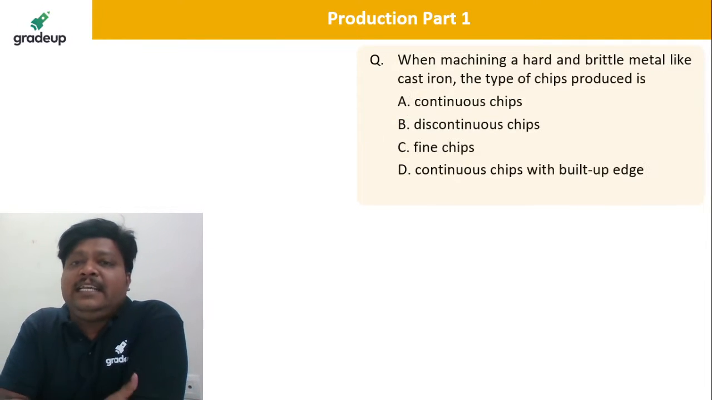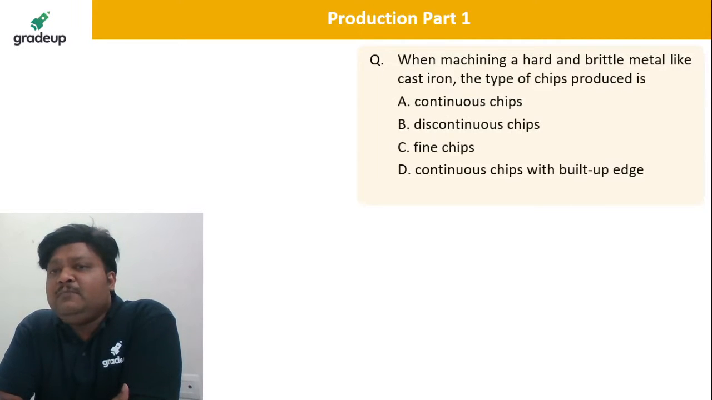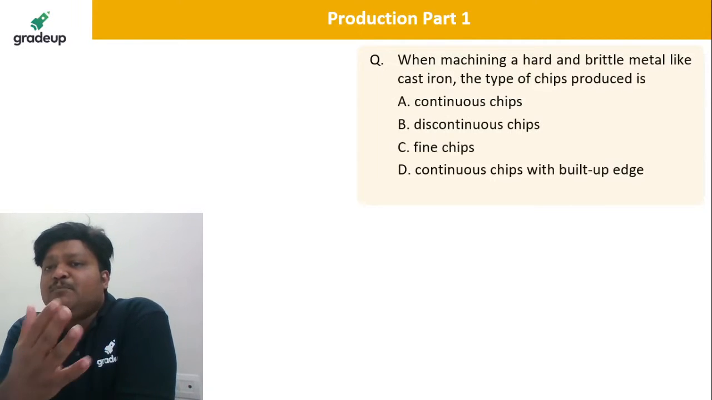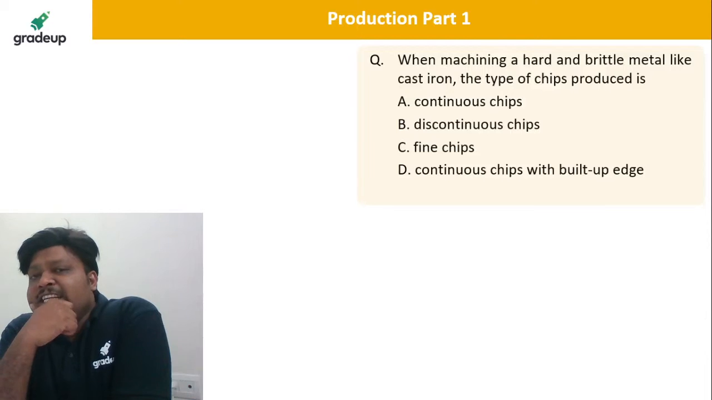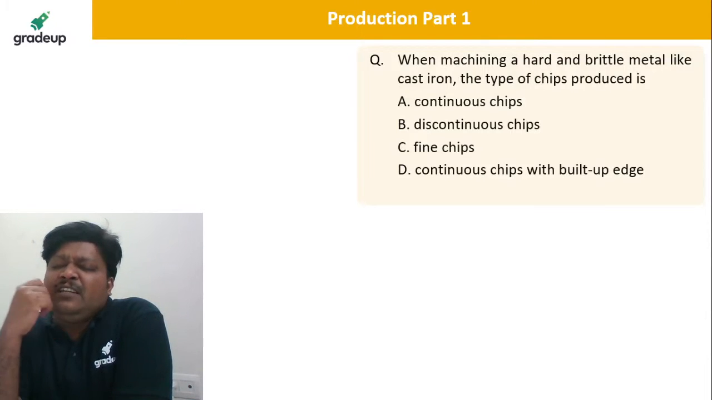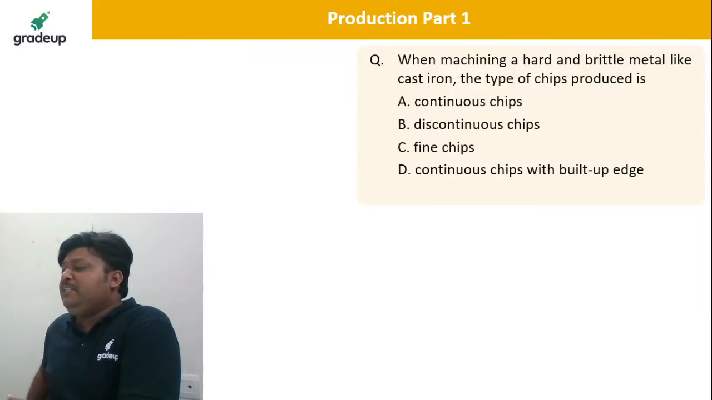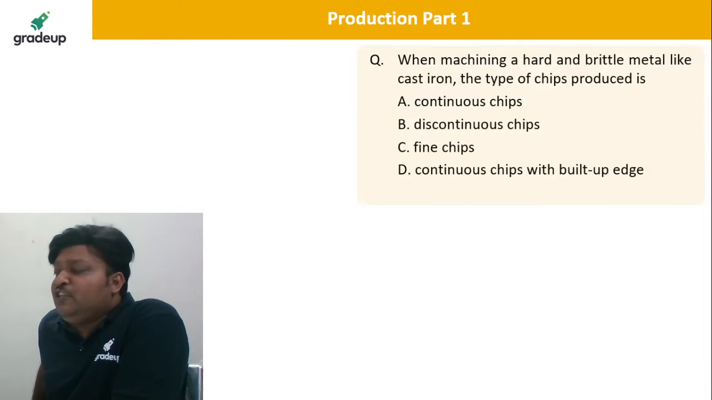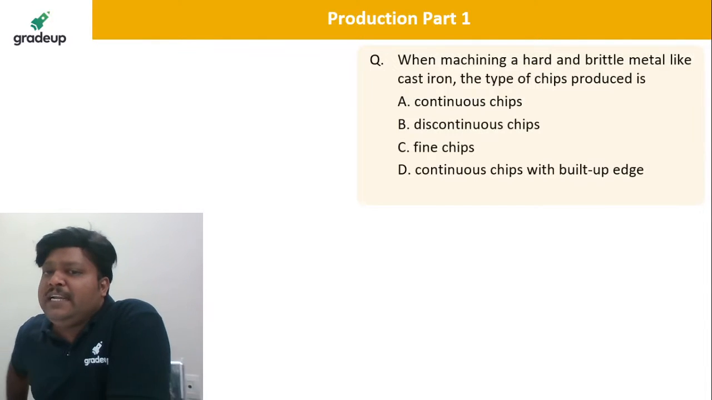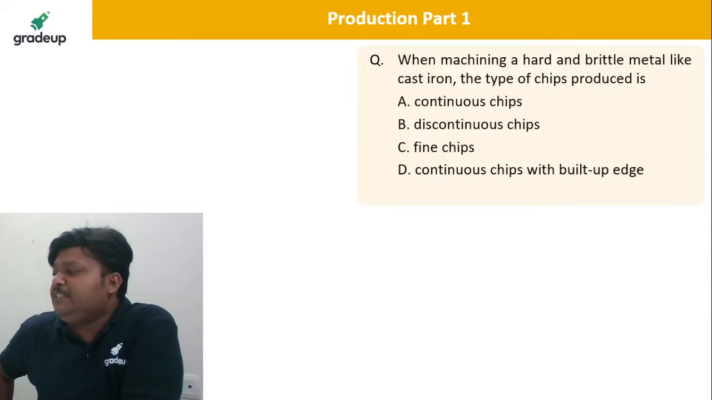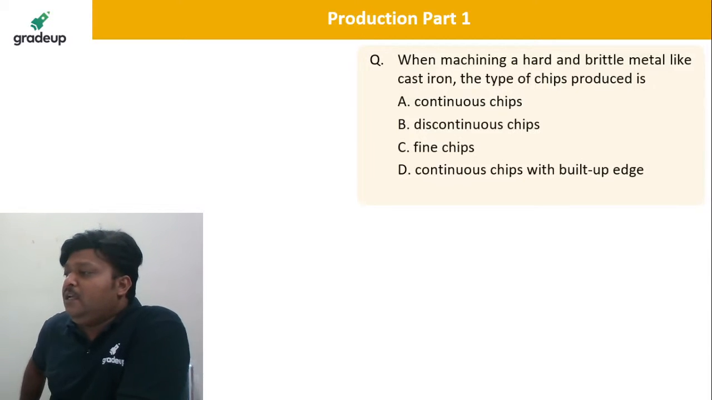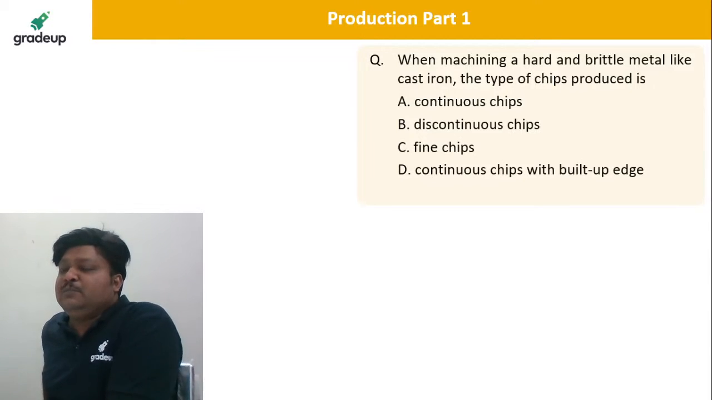Okay, take the next. When machining a hard and brittle metal like cast iron, the type of chip produced is, yes, dear, cast iron is a very hard and brittle material. Definitely it will lead to which kind of chips? Tell me which kind of chip? Continuous, discontinuous, fine, continuous chip with the built up edge. Come on, dear students, give me the response.